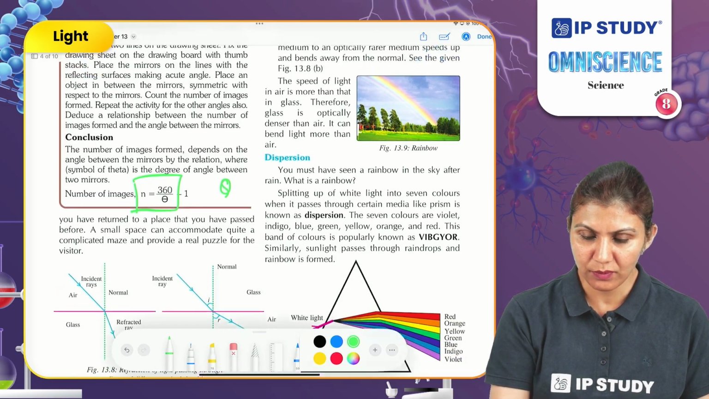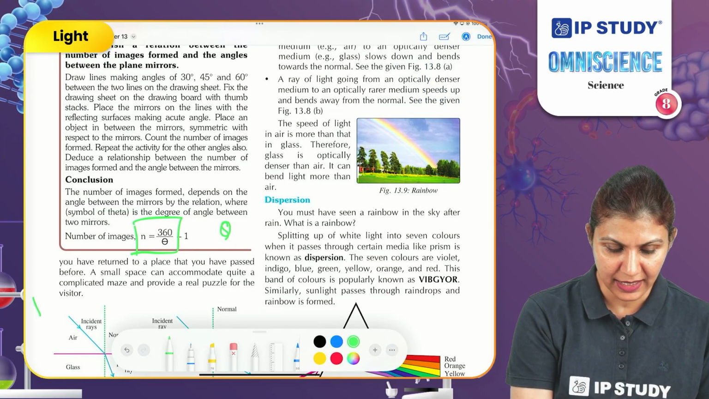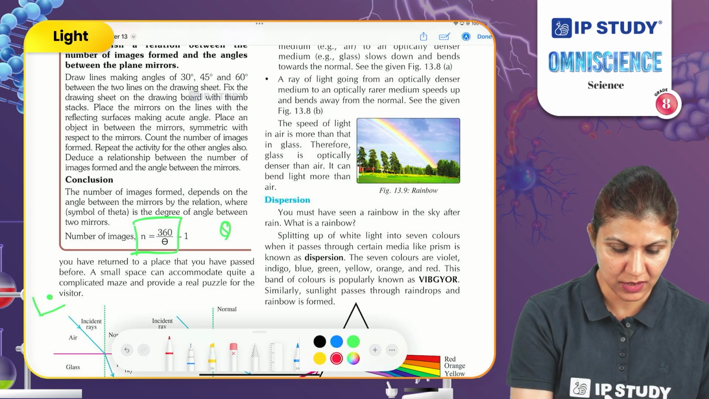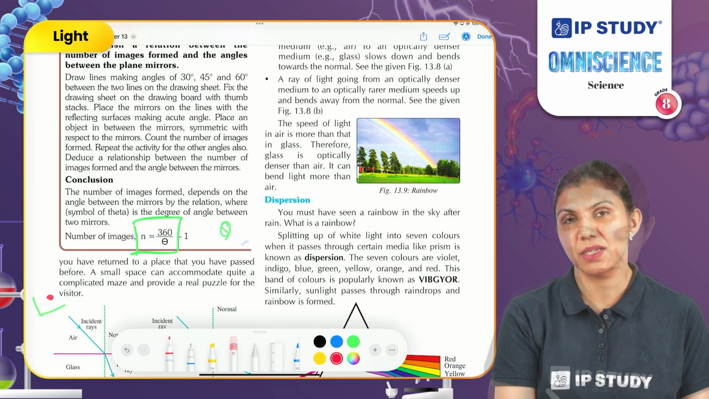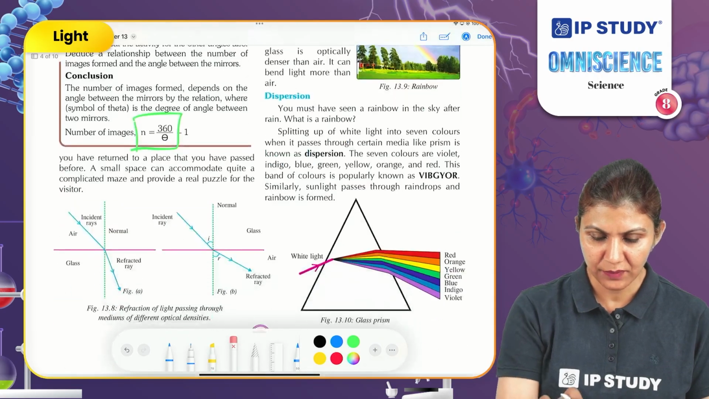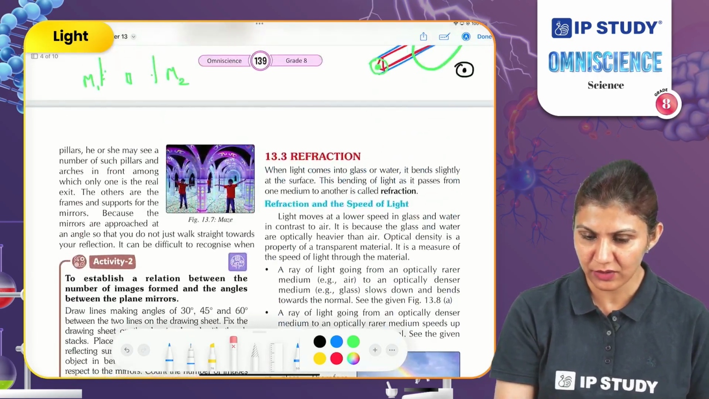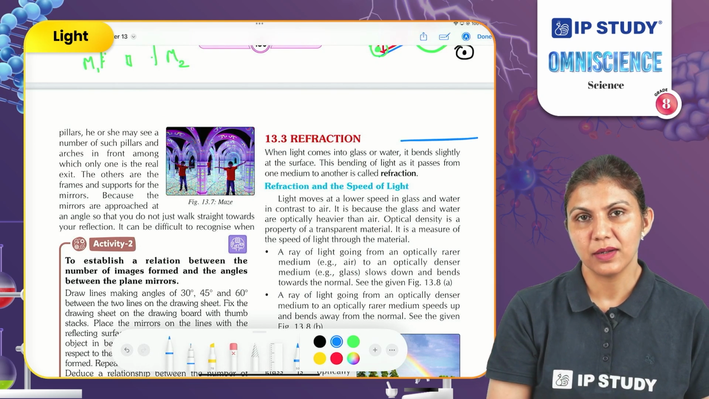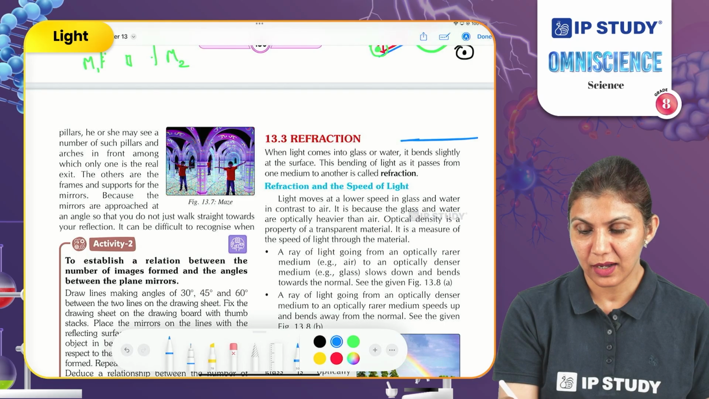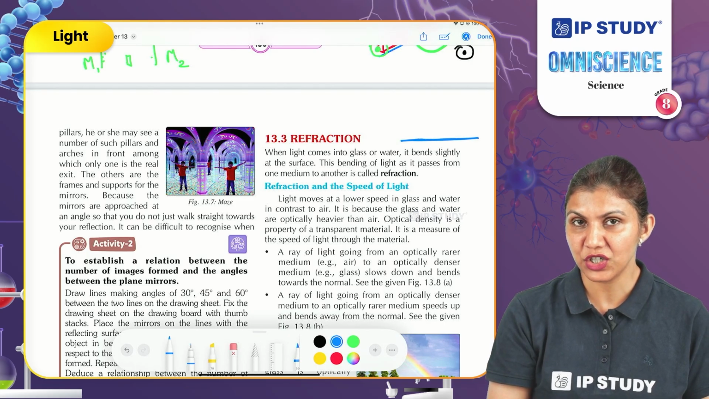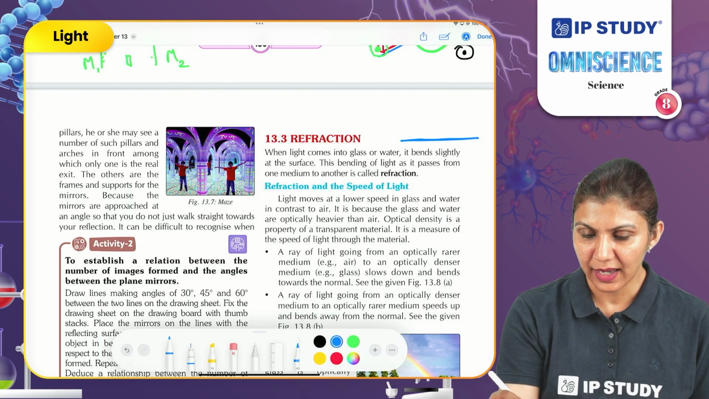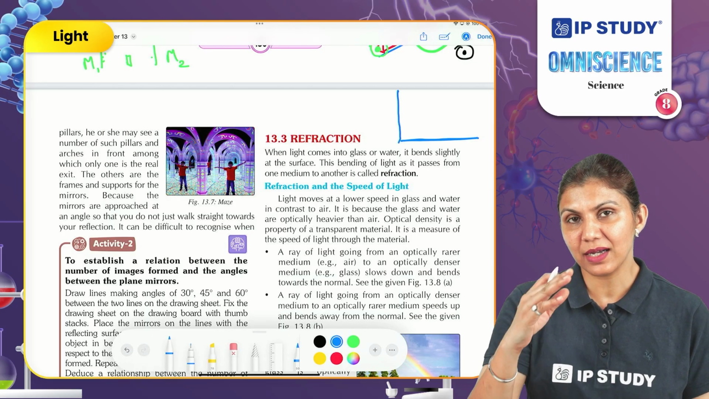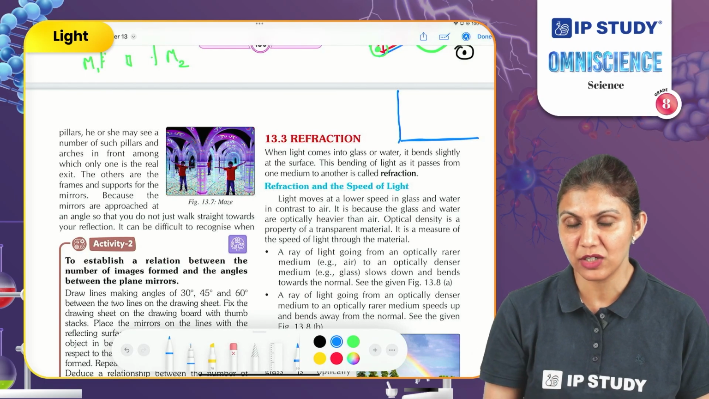Suppose there are two mirrors which are placed at 90-degree angle, and an object is placed here. This is an object placed in front of these mirrors. So what you can do here? You can take one sheet, and arrange one mirror on the sheet along this line and arrange another mirror along this line. And you can mark the angles on the sheet before arranging these mirrors using the protractor.